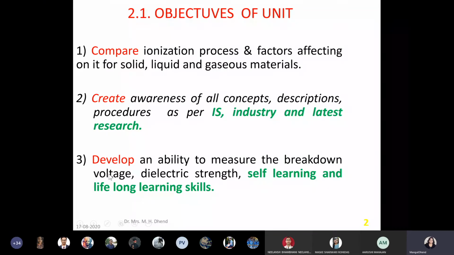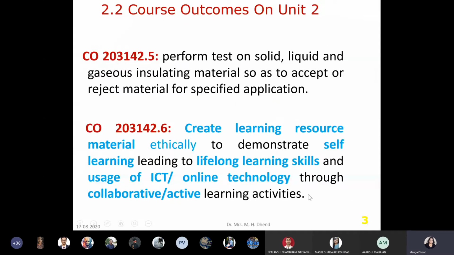Then third, you should be able to develop your abilities for measuring the breakdown voltage. Now the physical lab is not available to us right now, but you can develop your ability to use a virtual lab to measure the breakdown voltage of different air, gas, liquid. So that way we will see in practical. You should be able to develop your abilities for self-learning and lifelong learning skills. Many students have already learned virtual lab and oil testing themselves. So whatever you have learned yourself will go lifelong with you. So those are the objectives I had kept before starting this unit.